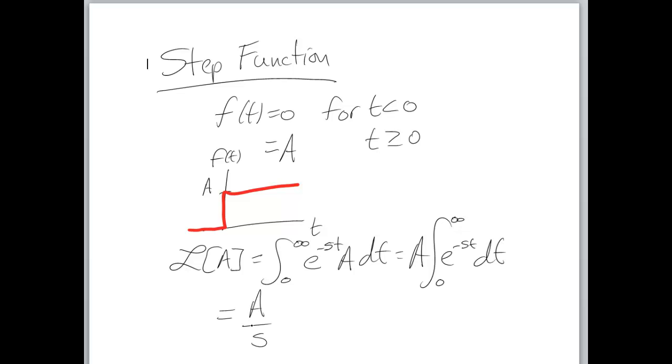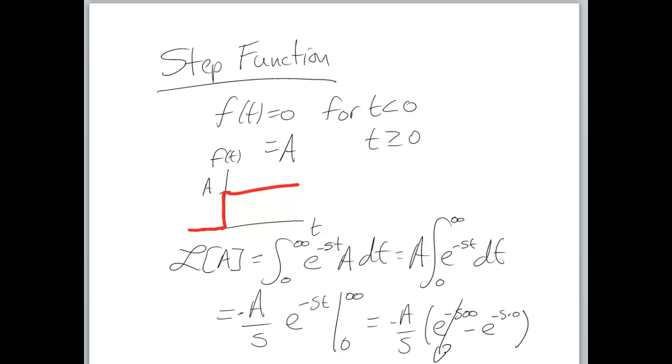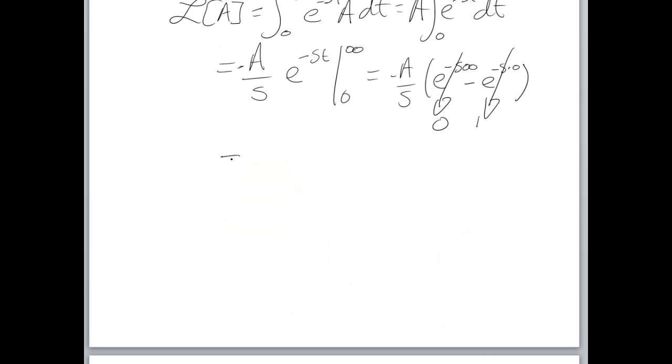So we have a divided by s, and there's a minus sign, times e to the minus s times t, and we're going to evaluate from 0 to infinity. So this becomes minus a divided by s times the quantity e to the minus s times infinity minus e to the minus s times 0. So this first term is 0, this second term is 1. So now we have a divided by s.